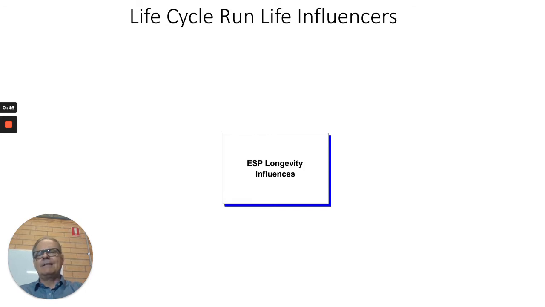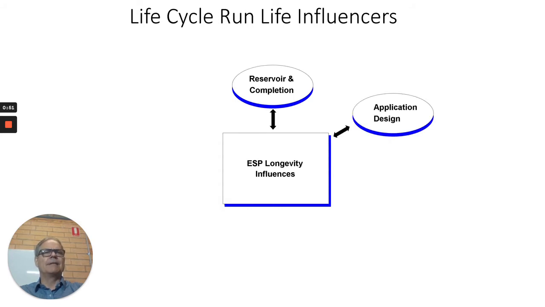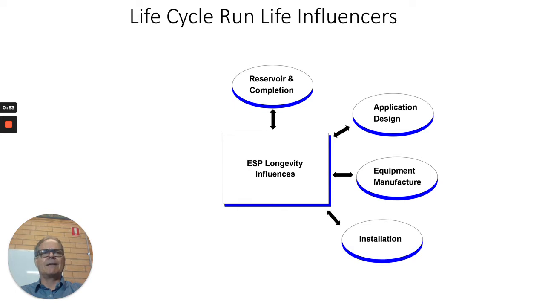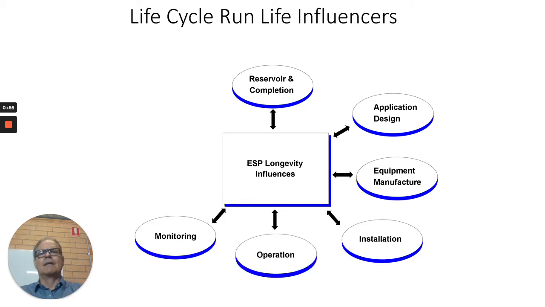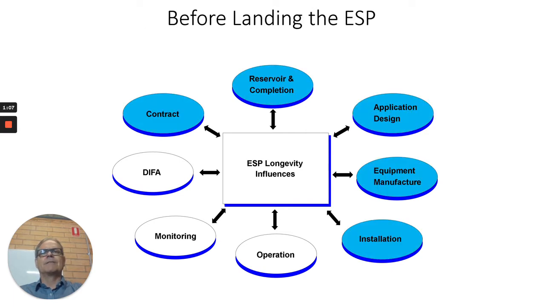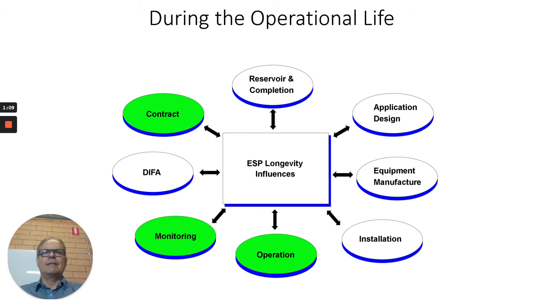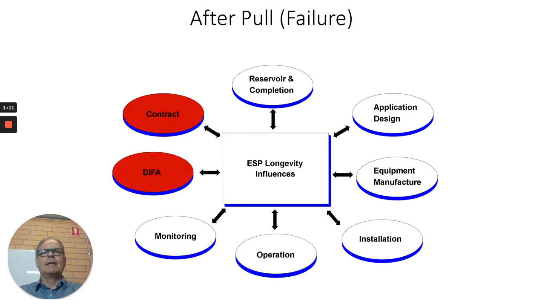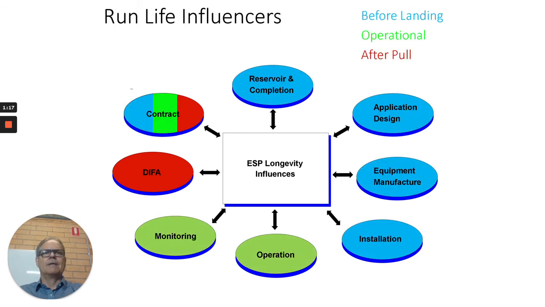Now, there are 8 things that influence the run life of the ESP. The reservoir and completion, the application and design, equipment manufacture, installation, operation, monitoring, dismantle, inspection, and failure analysis, and the contract between the ESP company and the operator. 5 of these influence the run life before the ESP is landed, 3 influence the run life during the operation, and 2 after the ESP is pulled and in some cases failed. Putting these all together, it looks like this, and I'm going to make the contract white instead.